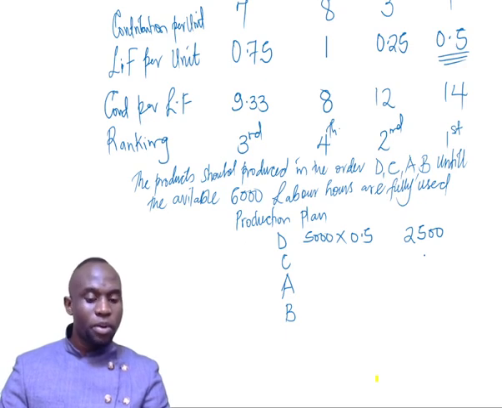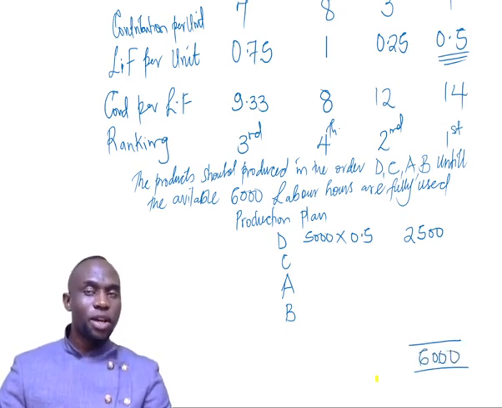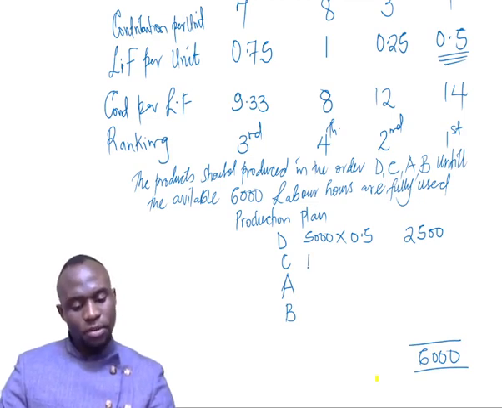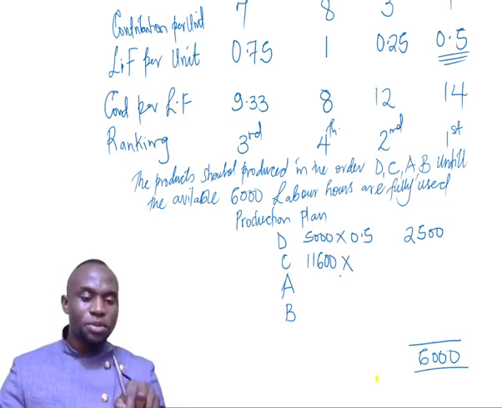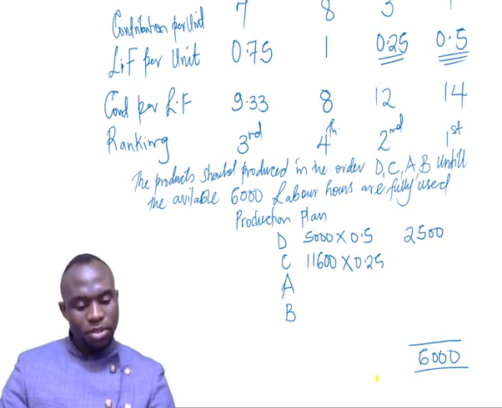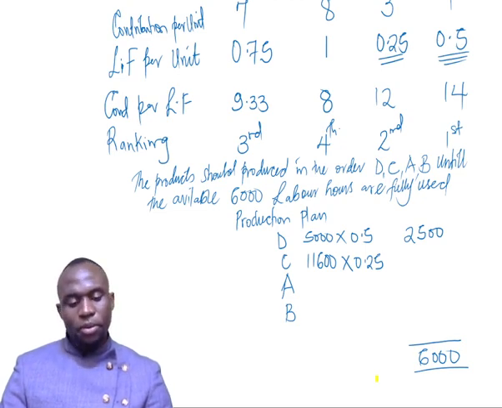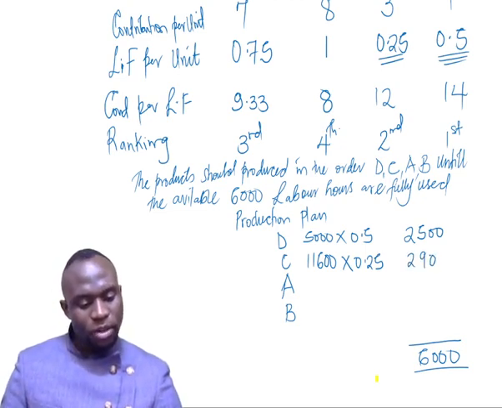Now, why do we need a production plan? It is simply because the total hours are only 6,000 hours. By producing product D, we've already used 2,500. Then we can produce product C. It is 11,600 units, but each unit uses 0.25 hours of the scarce resource. If we multiply, 11,600 times 0.25, we get 2,900.